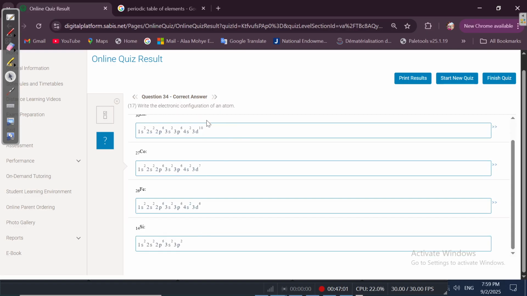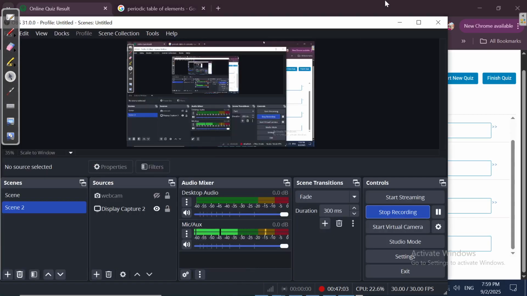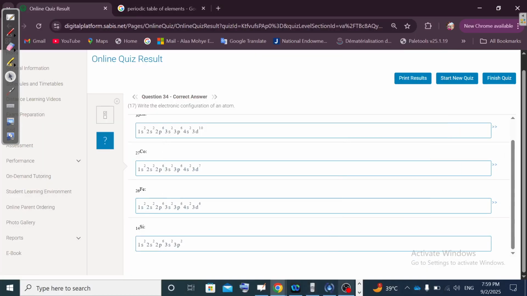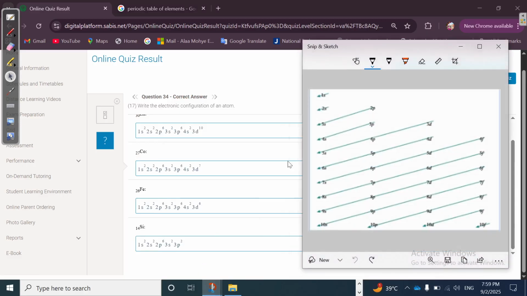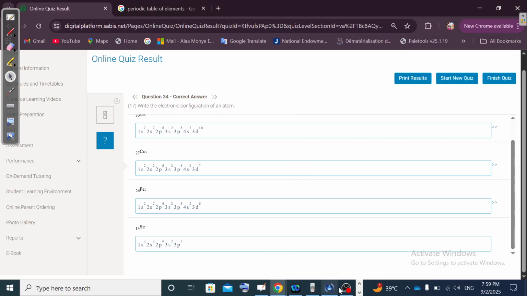It's easy, simple. Just follow this table as I told you. As I said, S you write it and you skip a line. P you write it, skip a line. D write it, skip a line, write the D. Skip a line, write the F. And obviously go with the diagonals. Okay.